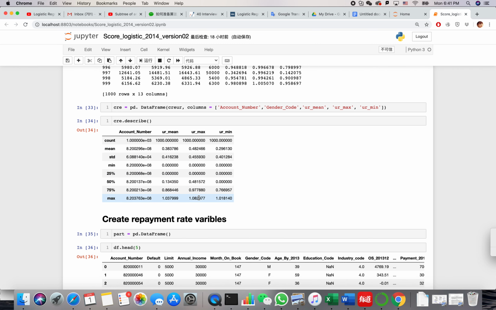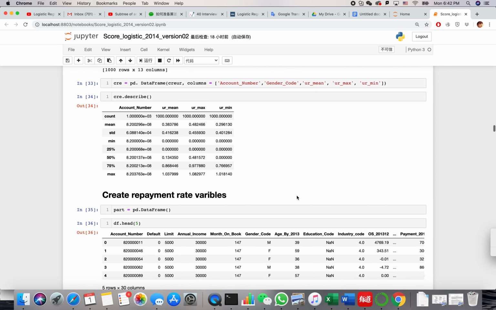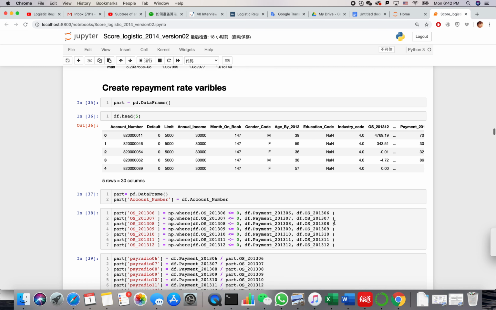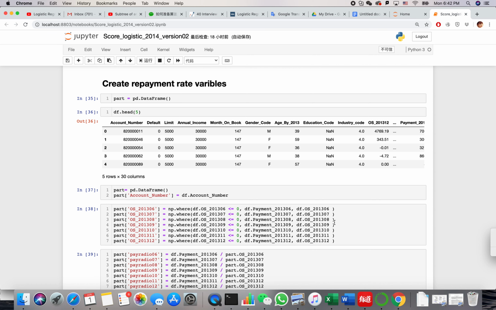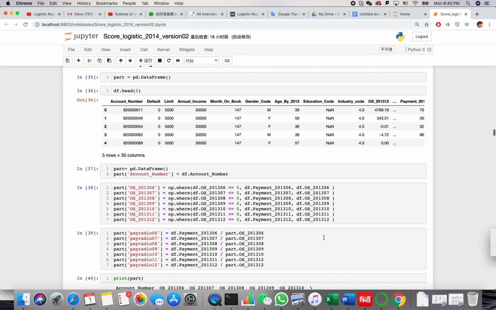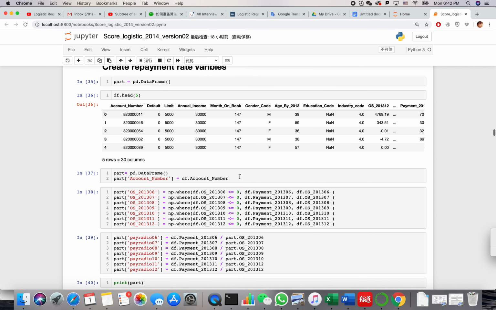So we get this CRE data set, with those 3 variables. And then we create the repayment rate variable. For the repayment rate variable, it's payment divided by the outstanding.